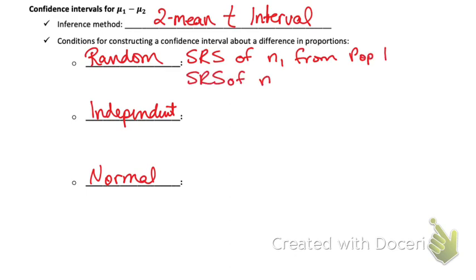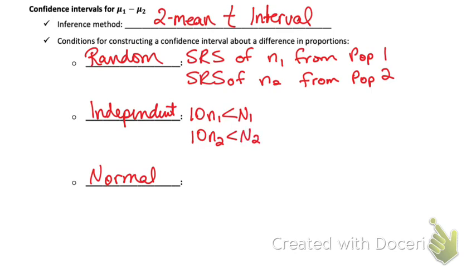SRS of N2 from population 2. And at least what? 10 times N1 has to be less than the population size of 1. 10 times N2 has to be less than the population of 2. Let me tell you what, that's great.